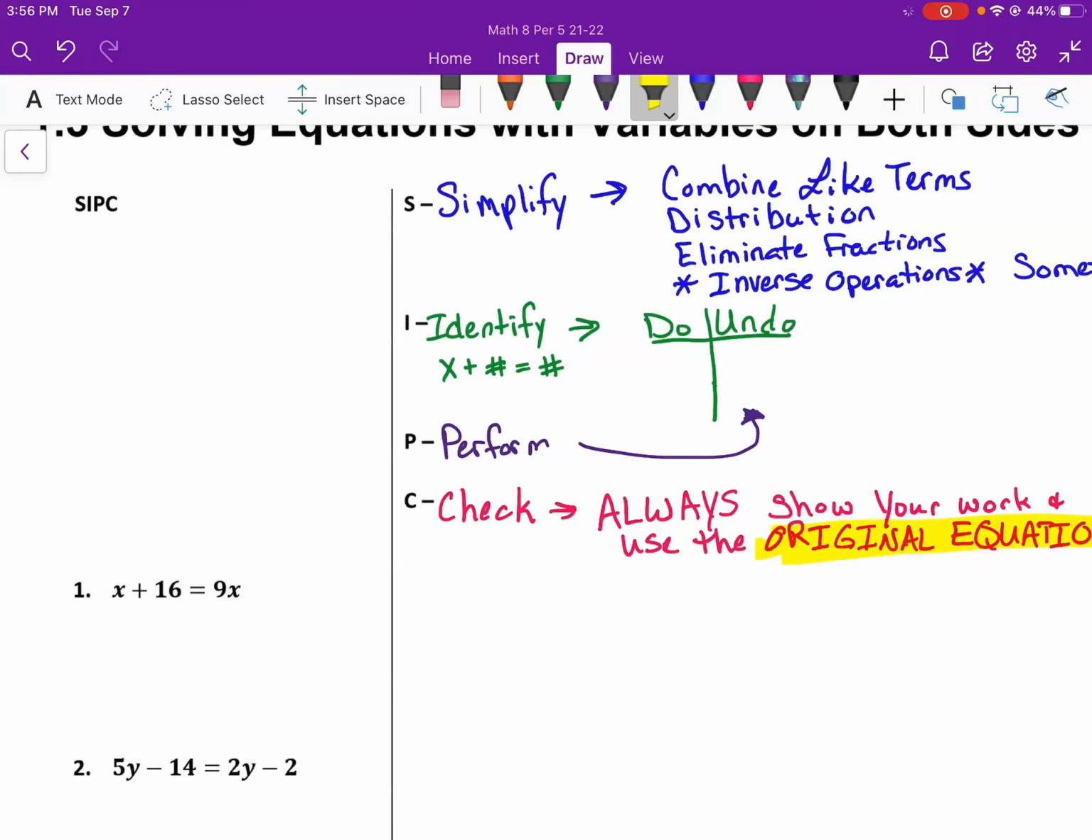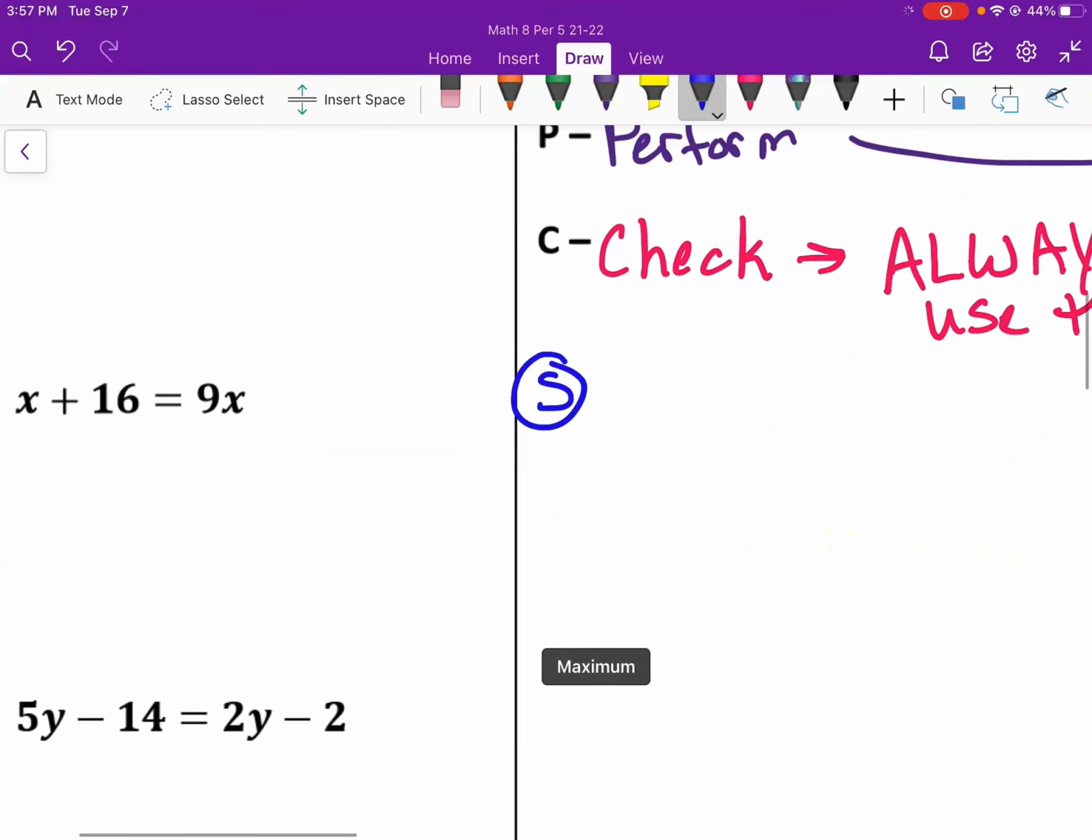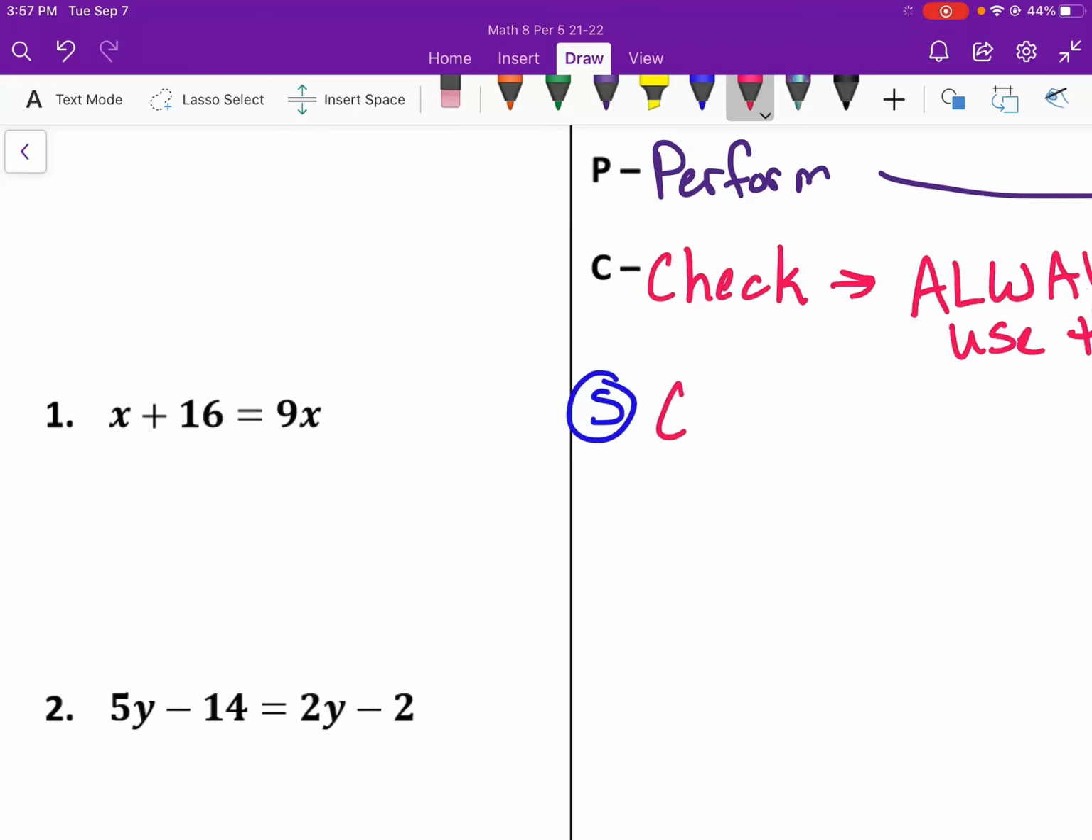So we've got number 1, x plus 16 equals 9x. Now, the difference here is you're used to just having a variable on one side. And instead, now you've got variables on two sides. So the first thing you're going to do for your S, for your simplify step, is go big or go home. Okay, so what that means is you're going to look at this guy and look at this guy because they're on different sides of the equal sign.